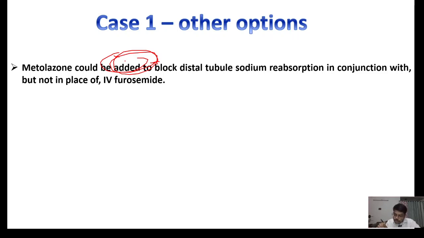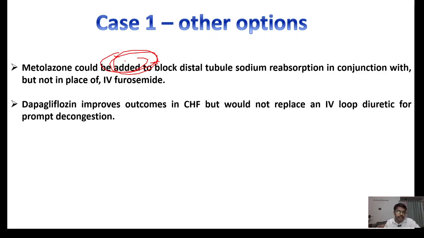So first step is to go for IV furosemide, then we will consider it afterwards if there is no response to IV furosemide. Dapagliflozin. Yes, dapagliflozin has been shown to have a beneficial effect in congestive cardiac failure and in CKD also, but that is in the long run, not in the short acute deterioration. At this point of time, it is not going to have much benefit and it won't replace the IV loop diuretic.